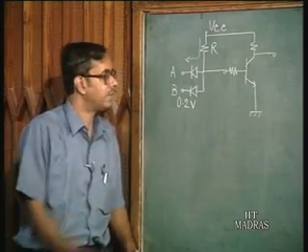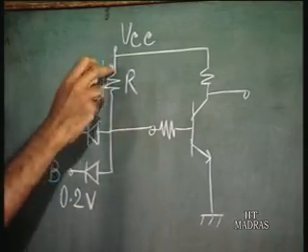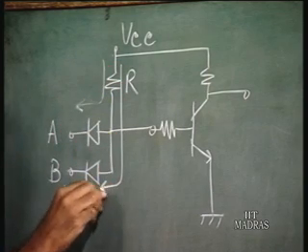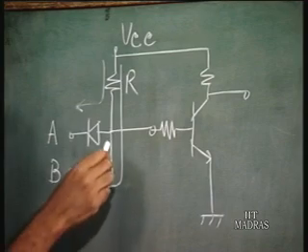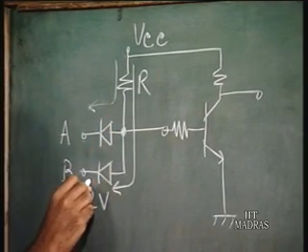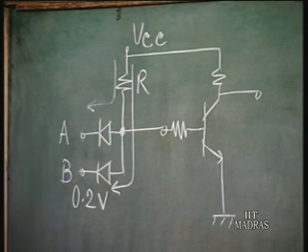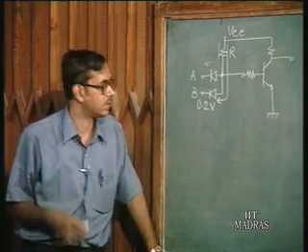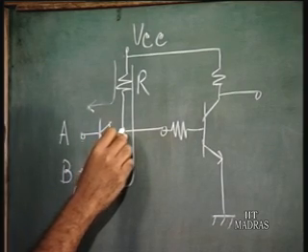Now if this is 0.2 volts and there is a current flowing, current will flow through this path, and there is going to be a drop across this diode when it conducts. Suppose we assume that this diode has a drop of 0.7 volts when it is conducting. So what is the voltage at this point here? 0.9 volts.